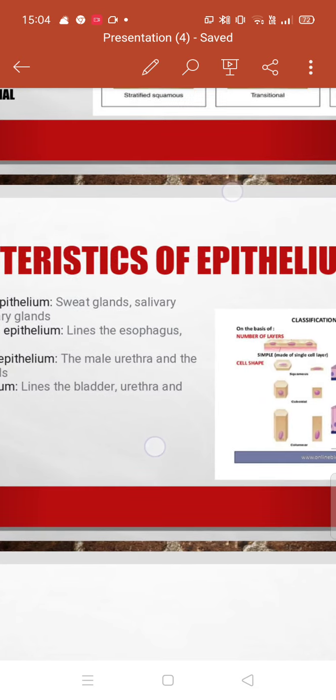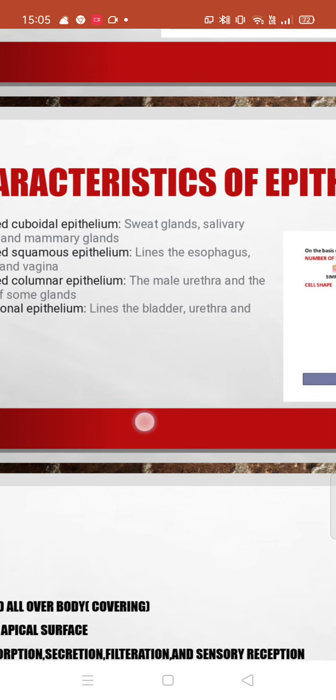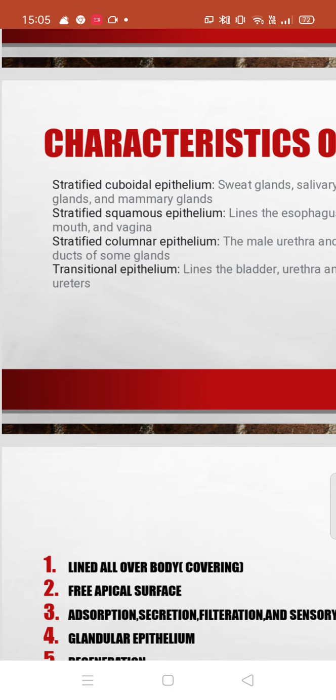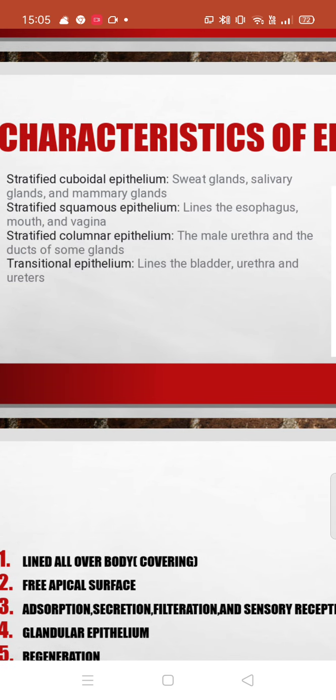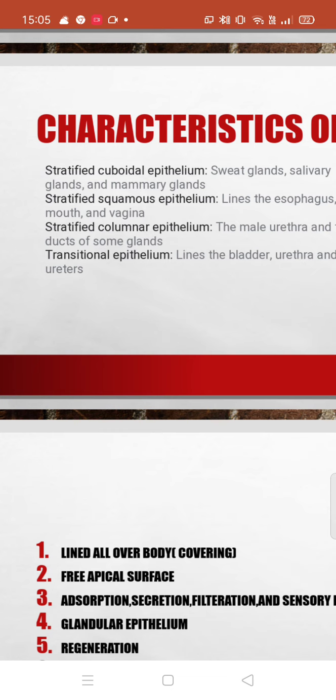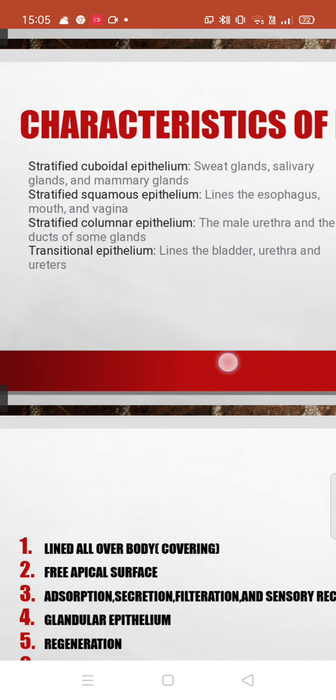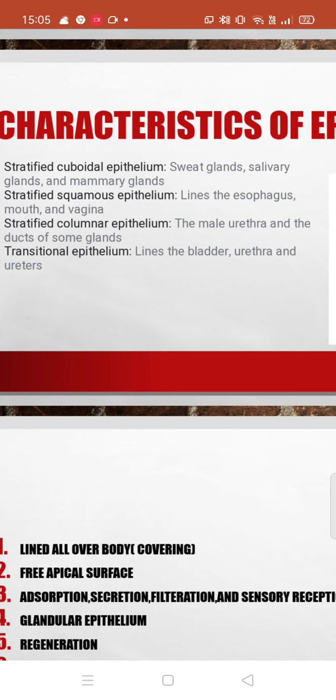Then examples: stratified cuboidal epithelium is present in sweat glands, salivary glands, and mammary glands. Stratified squamous is in the esophagus, mouth, and vagina, and stratified columnar in the urethra and ducts of some glands, like the male reproductive organs. And the transitional epithelium lines the bladder, urethra, and uterus. So these are all innermost parts of the human system, lined by stratified cuboidal, squamous, columnar, and transitional epithelium.